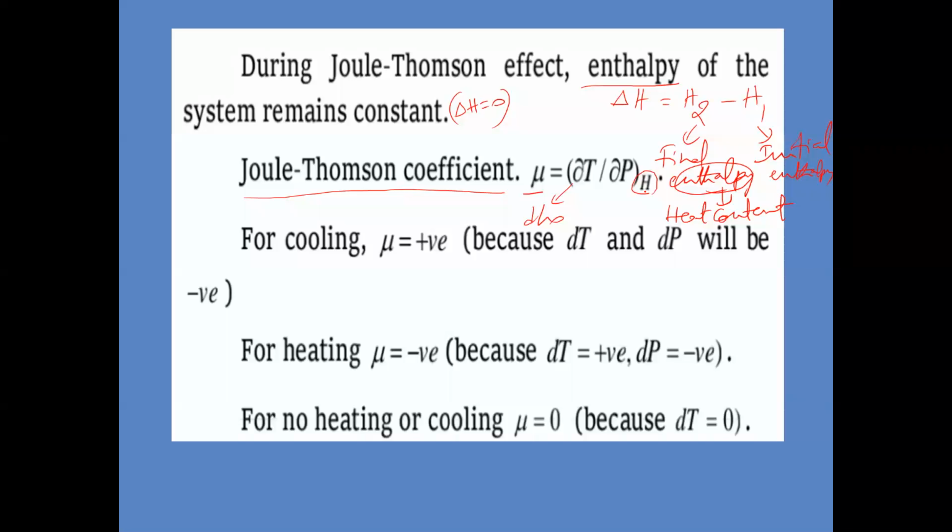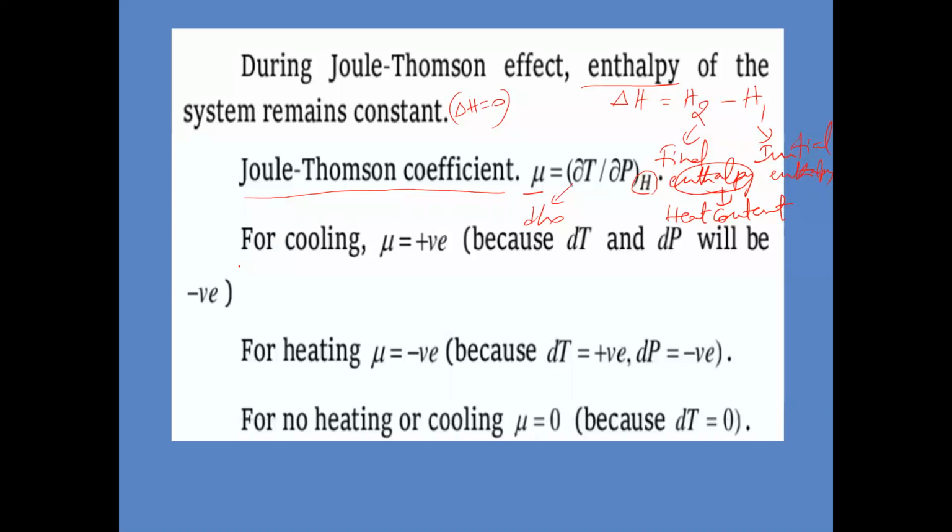Where the enthalpy is constant. H indicates enthalpy. At constant enthalpy, the change in temperature by the change in pressure is equal to mu. Mu is equal to the change in temperature divided by the change in pressure at constant enthalpy.